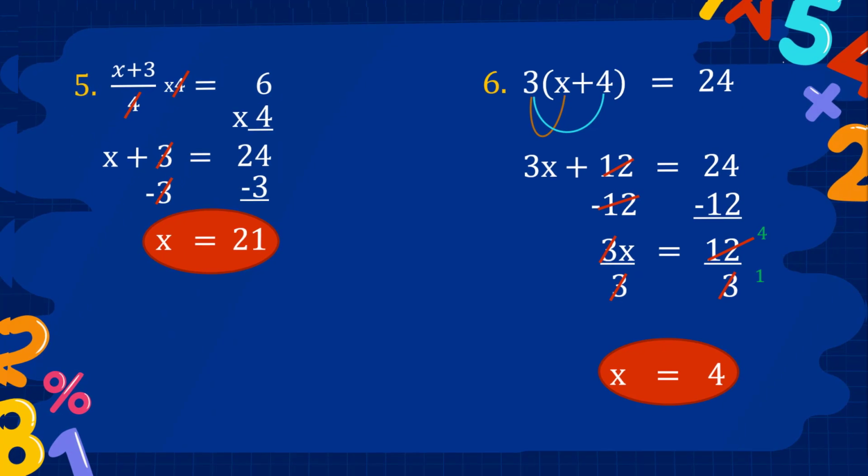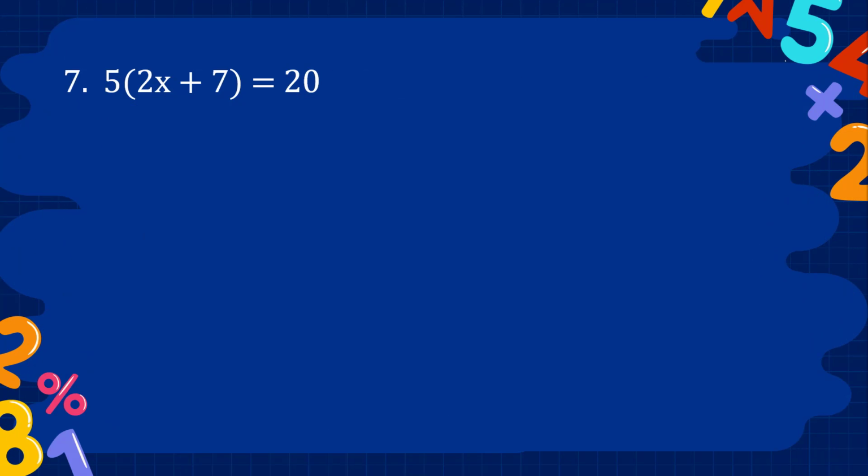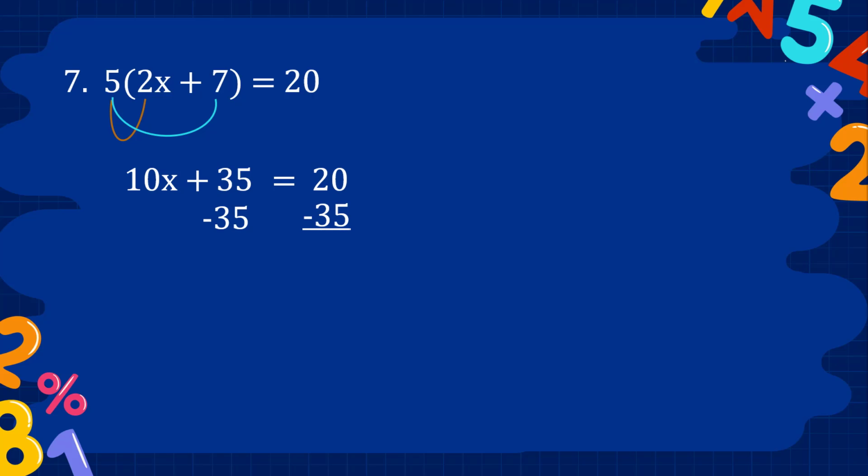Question 7. Just like the previous question, we first eliminate the bracket by multiplying everything inside the bracket by 5. 5 times 2x is 10x, plus 5 times 7 is 35, and the 20 stays the same. Now we subtract 35 from both sides, and you are left with 10x equals minus 15.